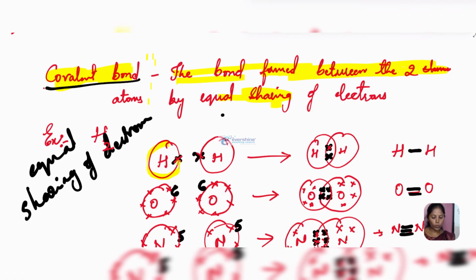Hydrogen has 1 electron in the outermost shell. Another hydrogen also has 1 electron in the outermost shell. Each hydrogen will share 1 electron and it will form a single covalent bond.